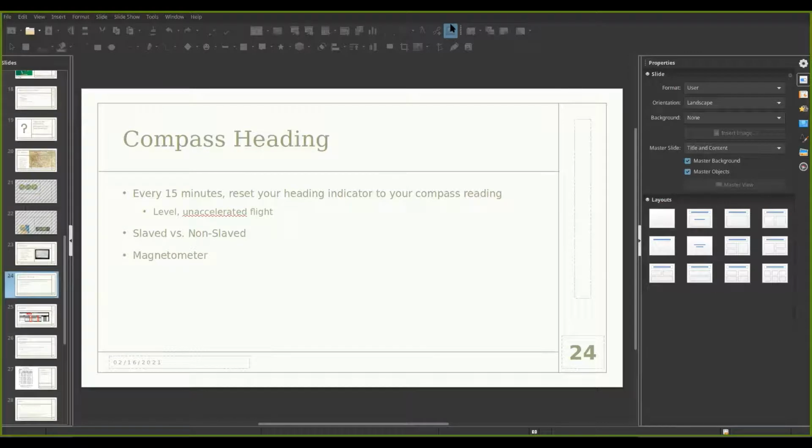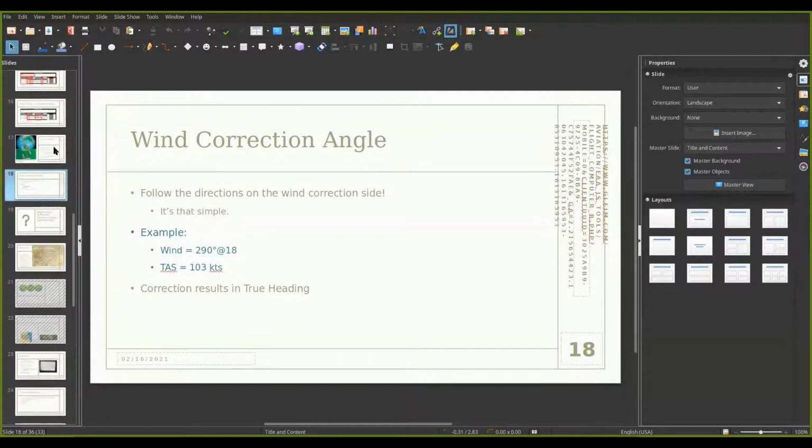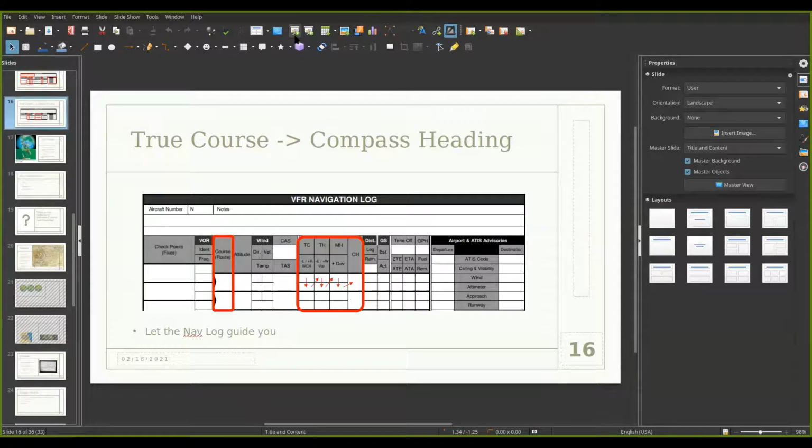Okay, so it does slowly precess. The more worn out, if you will, the instrument is, the faster it'll go, and the more often you have to check it with your compass. Now, when you're doing that, you want to be in straight, level, unaccelerated flight. If you're accelerating or decelerating, your compass is going to be a little wonky. If you're climbing or descending, it's going to be a little wonky. So make sure it's wings level, unaccelerated flight when you're checking the two.